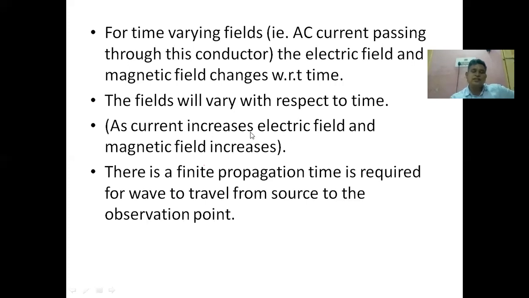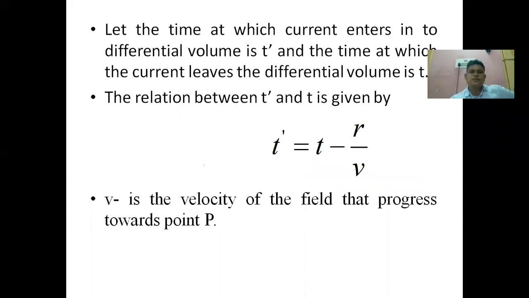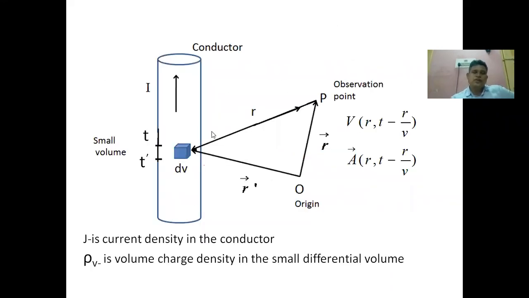If the current decreases, the electric field and magnetic field also decrease. If the direction of the current is changed, the direction of the magnetic field and electric field will also change automatically. Therefore, a finite propagation time is required for the wave to travel from the source to the observation point. For time varying current, the electromagnetic waves require some time to travel from the source to the observation point.